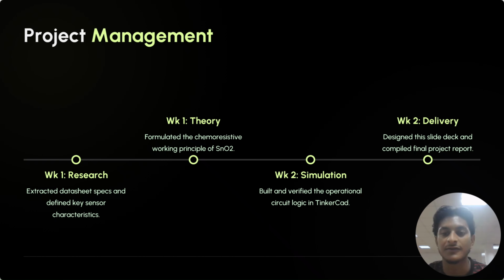We completed this project over a strict 2-week timeline. Week 1 was dedicated to the technical research of SnO2 material and specification, which I handled. I focused on formulating the chemoresistive principle and building the Tinkercad schematic. In week 2, we worked together to record this presentation and finalize the report to meet all the lecturers' requirements. Thank you, ma'am, and we will attach our Tinkercad simulation at the end of this.